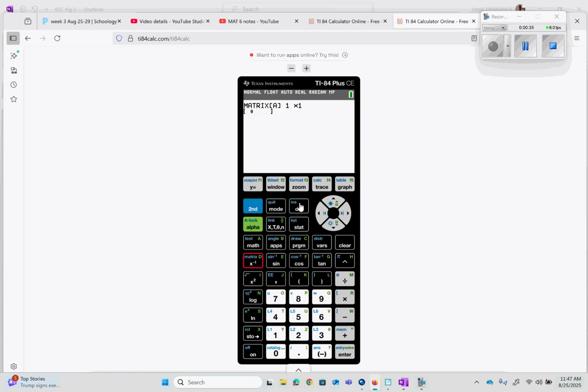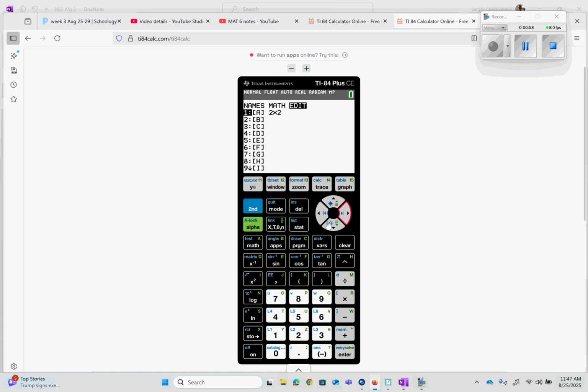So I have 2 by 2, and I have 1, 5, 7, -2, and then quit out of that, and then go back into matrix and go back to edit.